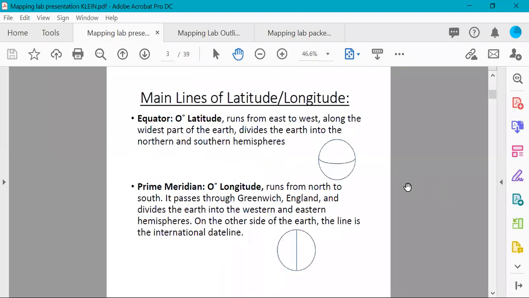The main lines of latitude and longitude are the equator and the prime meridian. The equator is the 0-degree line of latitude, and it runs from east to west along the widest part of the Earth. It divides the Earth into the northern and southern hemispheres. The prime meridian is 0 degrees longitude, and it runs from north to south. It passes through Greenwich, England, and it divides the Earth into the western and eastern hemispheres. On the other side of the Earth, the line is called the international date line.